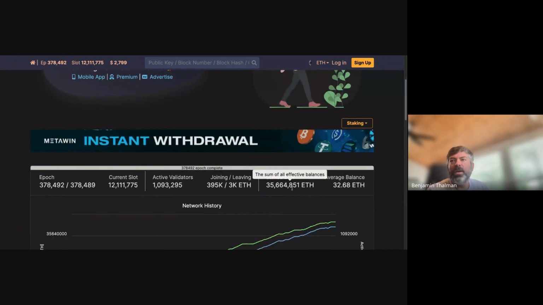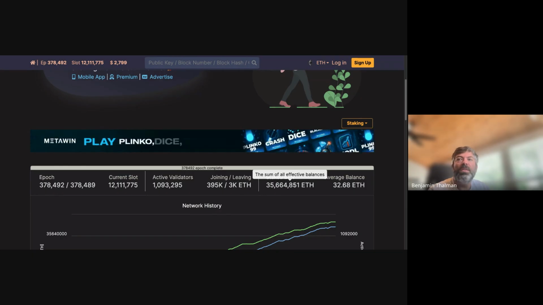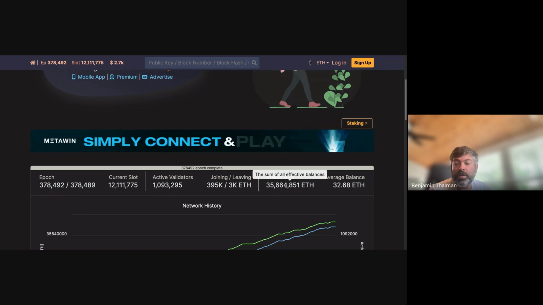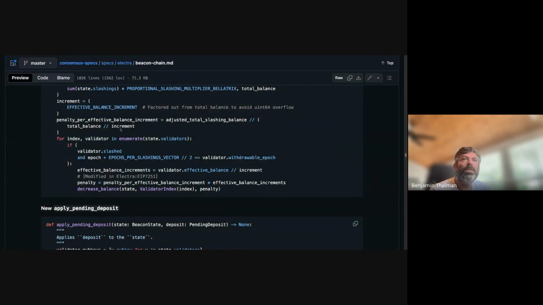So here, this would effectively be that number, 35,664,851 ETH. Now, this number would look a little different if you reported it in Gwei. But basically, here, you're effectively ignoring anything less than an ETH, which is what this floor division is doing. But basically, it's going to be that 35.6 million ETH number. That's what this is going to give you.